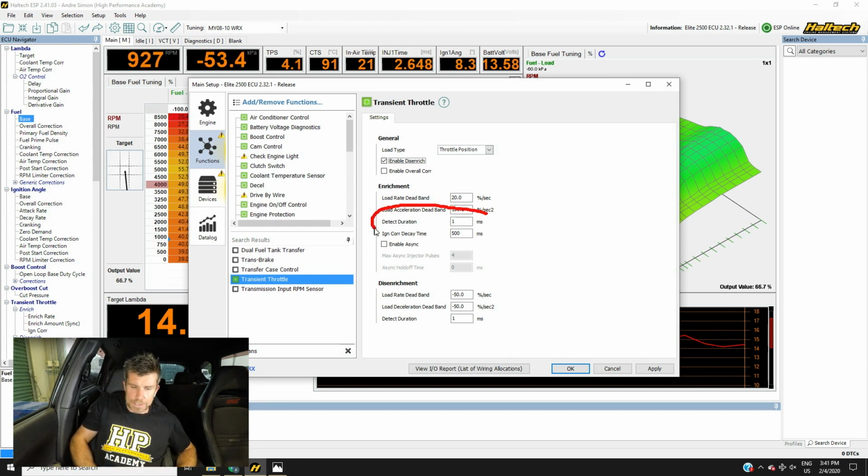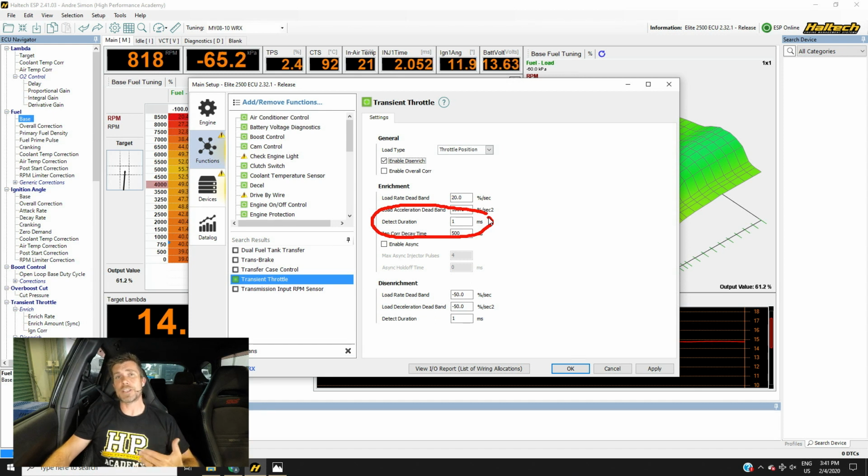Next, we've got our detect duration, and this is essentially a filtering, if you like. So how long the signal must be active above that parameter before any transient enrichment will be added in. The danger here is if we set this too high, it's going to naturally create a latency before any transient enrichment will be used. So you want to keep this as low as you can. You can see there I've got 1 millisecond.